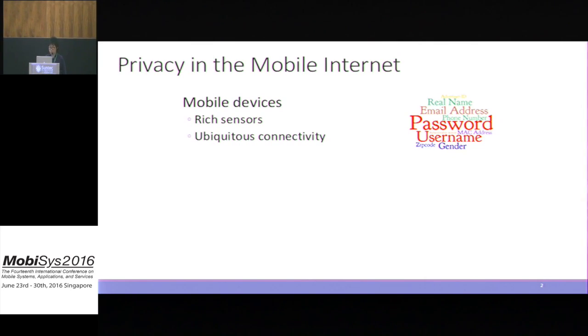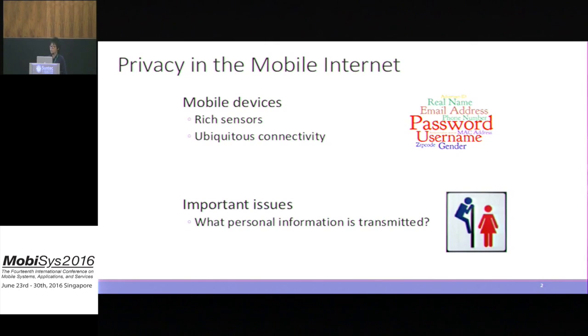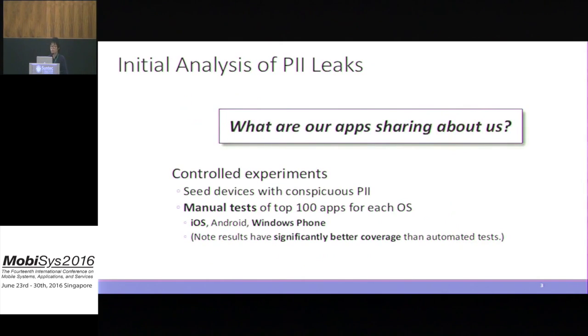Now, some important issues arise given this. For one, what kind of information is actually being sent out over the network? Where does it go? Is there anything we can do about it if we are not okay with what's happening?